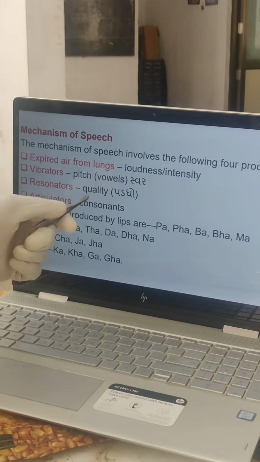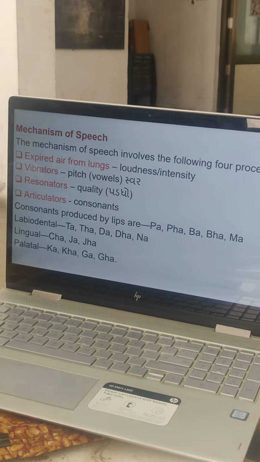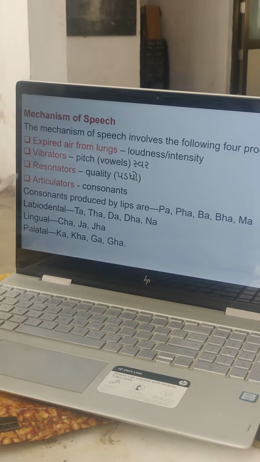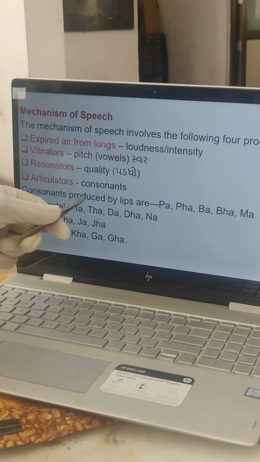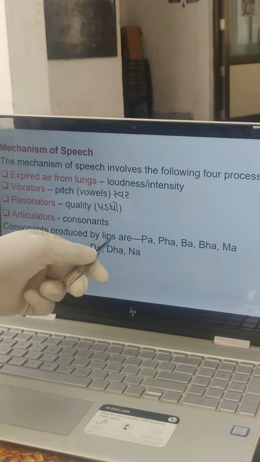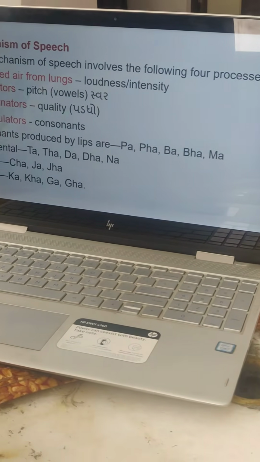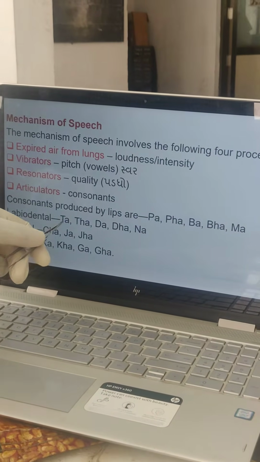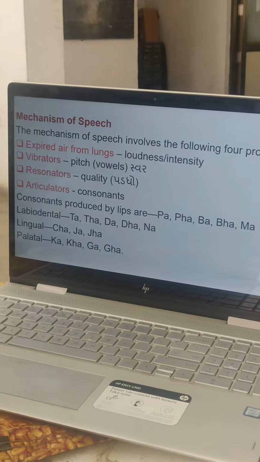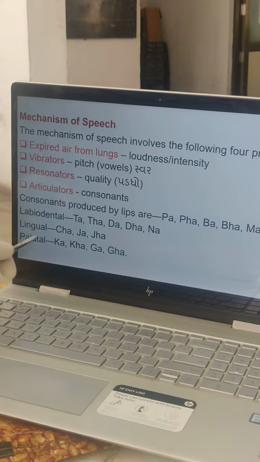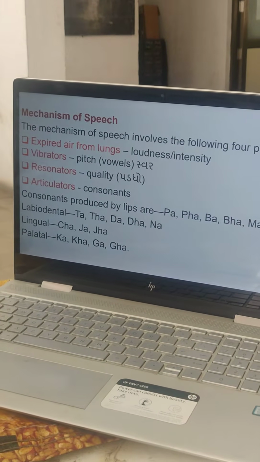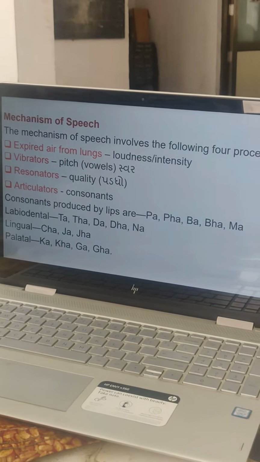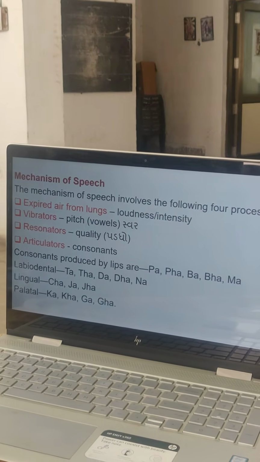The quality of the voice is modified, and there are articulations, called the articulators, which produce consonants. Consonants produced by the lips are pa, pha, ba, bha. If produced by the dental, then ta, tha, da, dha. If lingual, then cha, ja. If palatal, then ka, kha, ga. So this is about the rima glottidis.